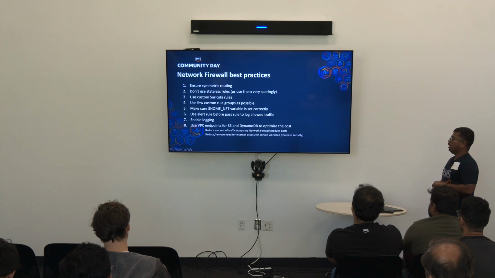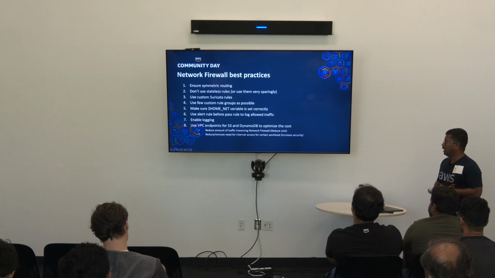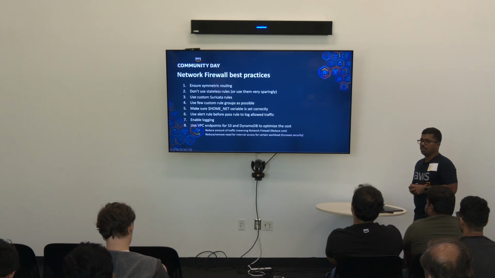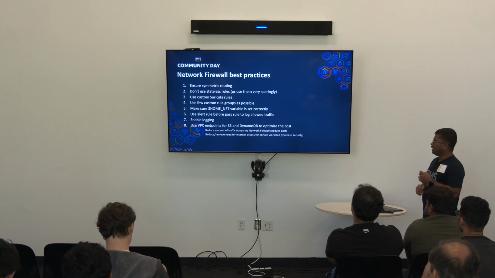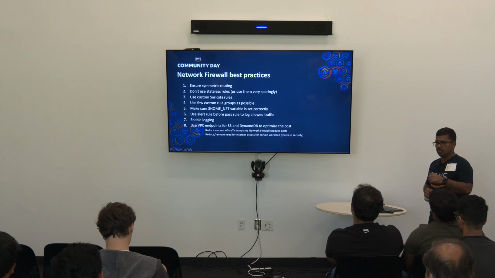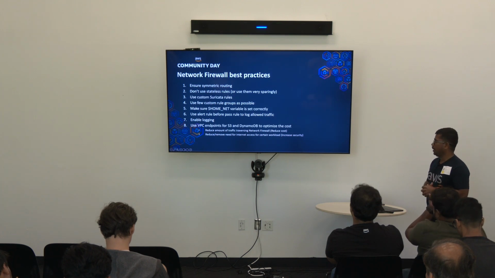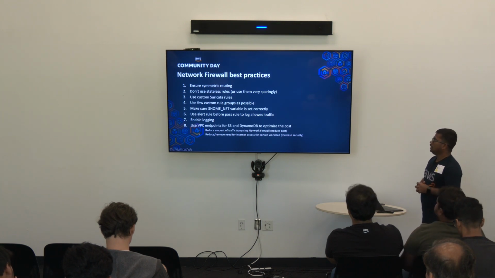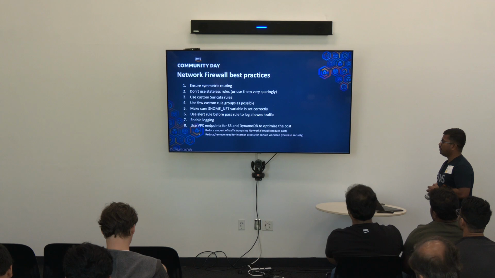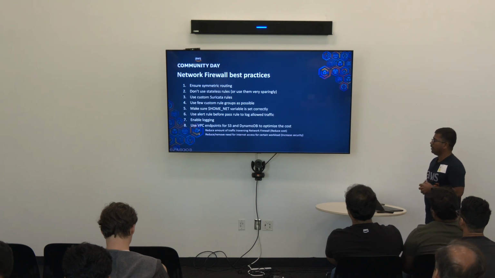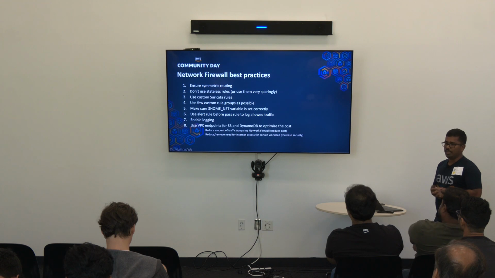And the other one is, cost-wise, always use the VPC endpoints for S3 and DynamoDB to optimize the cost. You don't need to access DynamoDB or S3 through the internet. Then you are going to pay the internet data transfer cost. If any data goes outside the environment, you need to pay the egress cost. So in this case, you can reduce the amount of traffic traversing the network firewall if you are using S3 and DynamoDB gateway endpoints.